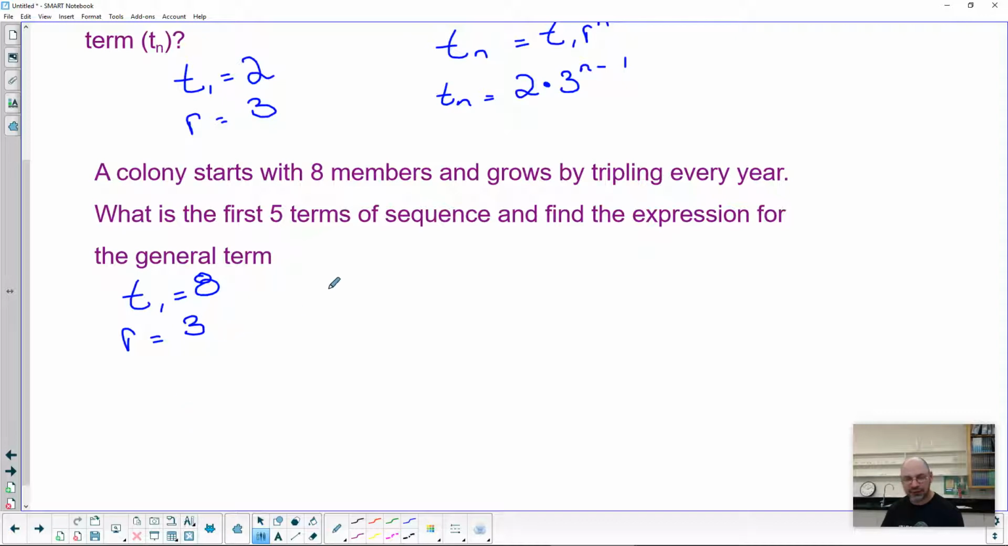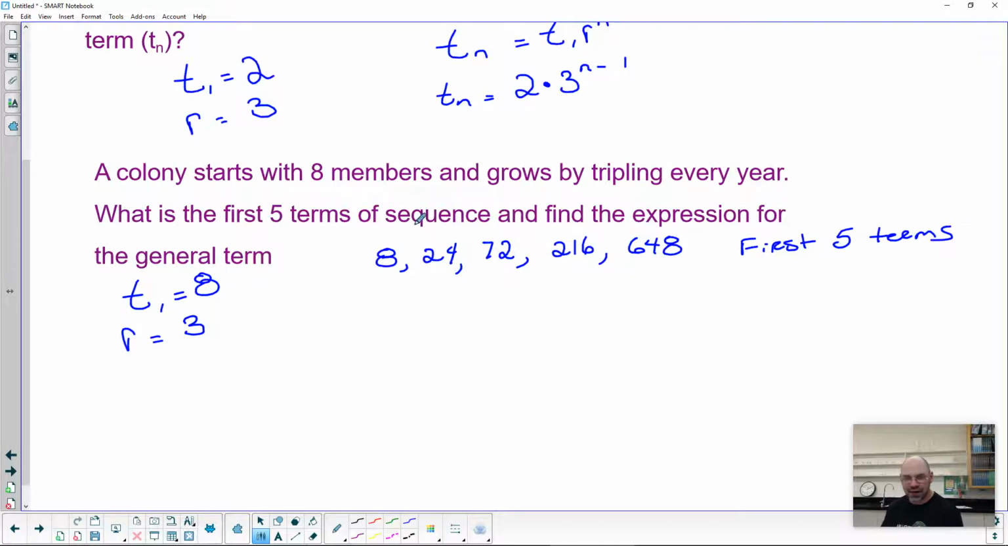Well, we can easily start with 8, multiply it by 3 to get 24, multiply 24 by 3 to get 72, multiply 72 by 3 to get 216, and multiply 216 by 3 to get 648. That gives us our first 5 terms. Fairly easy to do. Start with the first term and then take our common ratio and multiply through.